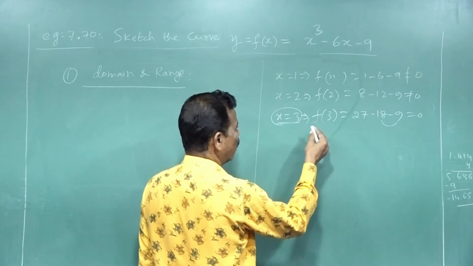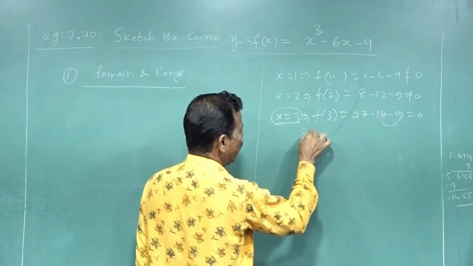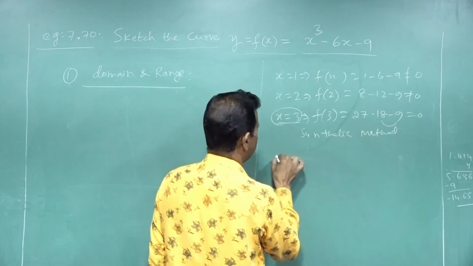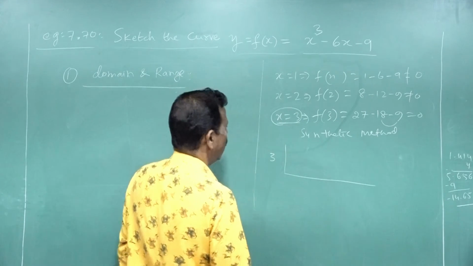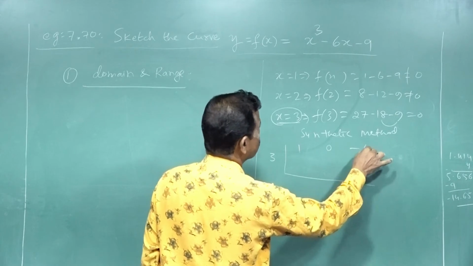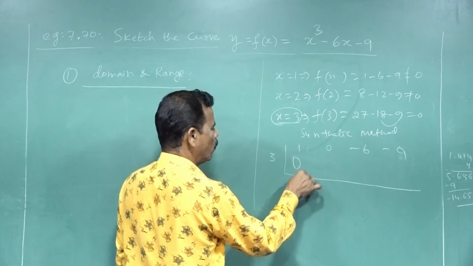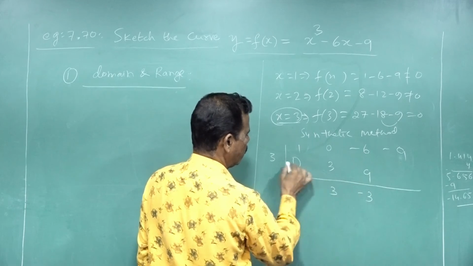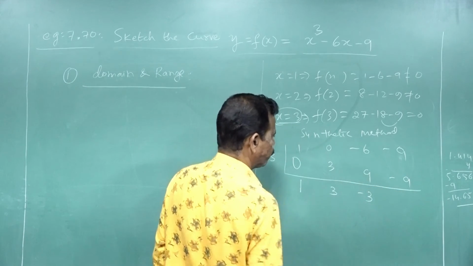This is a cubic equation, so the other factor is a quadratic. How do we find it? By the synthetic method. Put 3 here. The coefficients are 1 for x cubed, 0 for x squared, minus 6 for x, and minus 9. Bring down 1, 1 plus 0 is 1, 3 into 1 is 3, 3 into 3 is 9, minus 3 comes, 3 into minus 3 is minus 9.